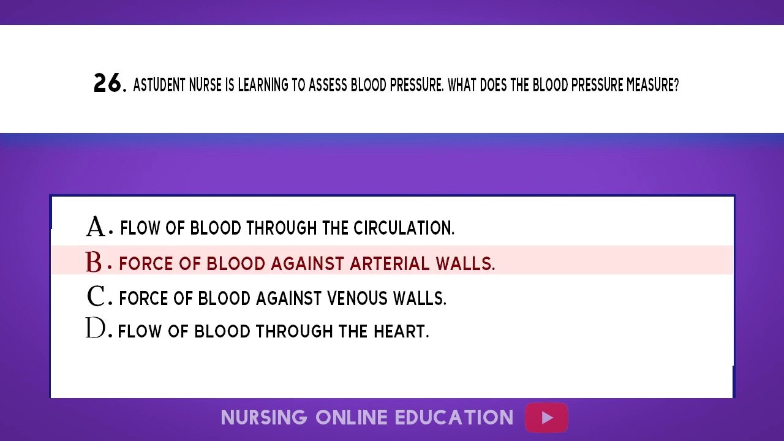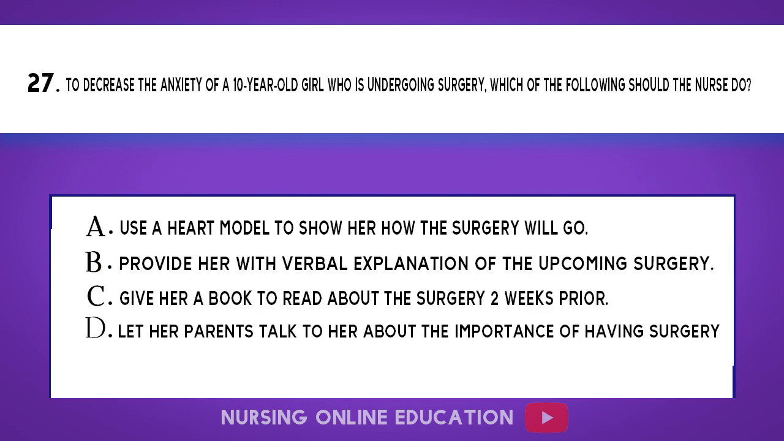The answer is option B. Force of blood against arterial walls. 27. To decrease the anxiety of a 10-year-old girl who is undergoing surgery, which of the following should the nurse do? A. Use a heart model to show her how the surgery will go.